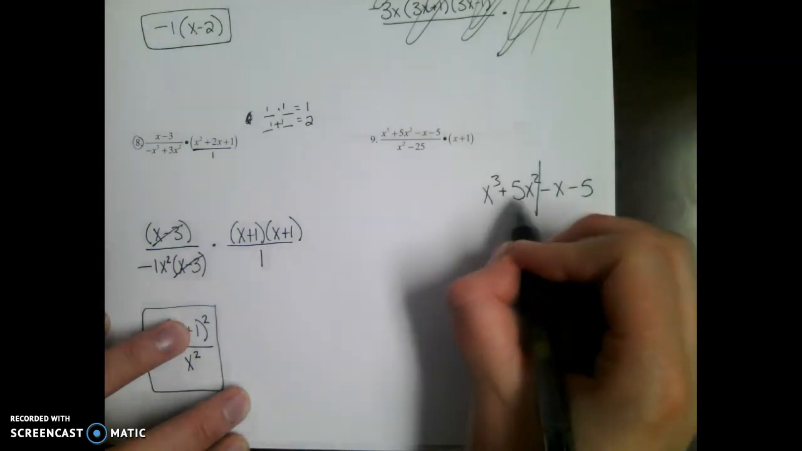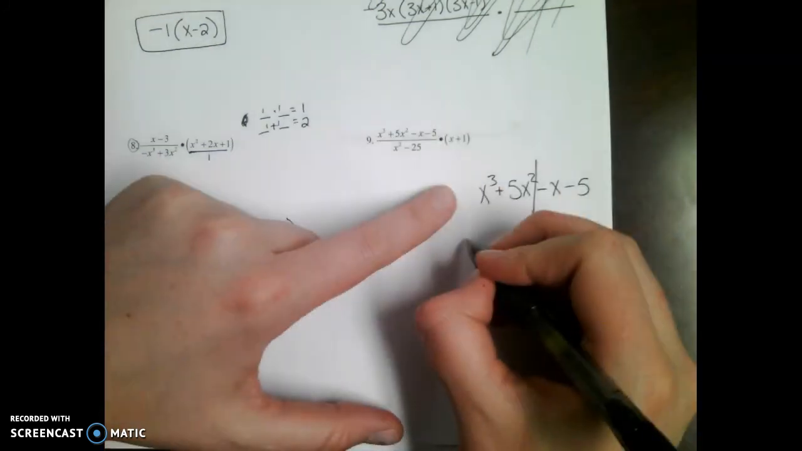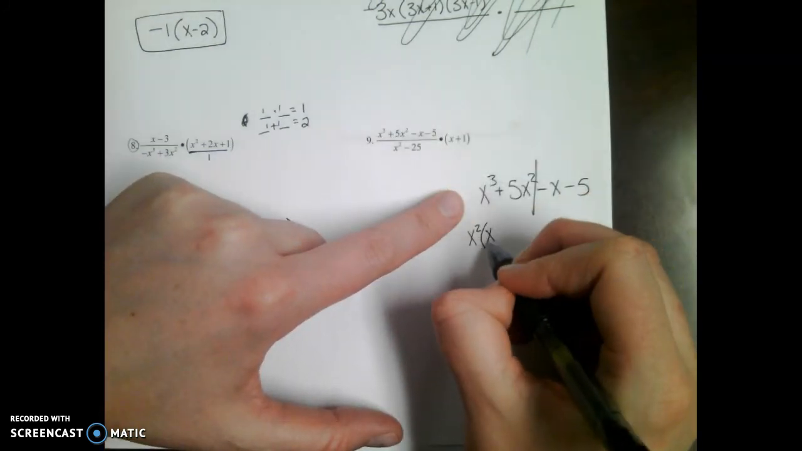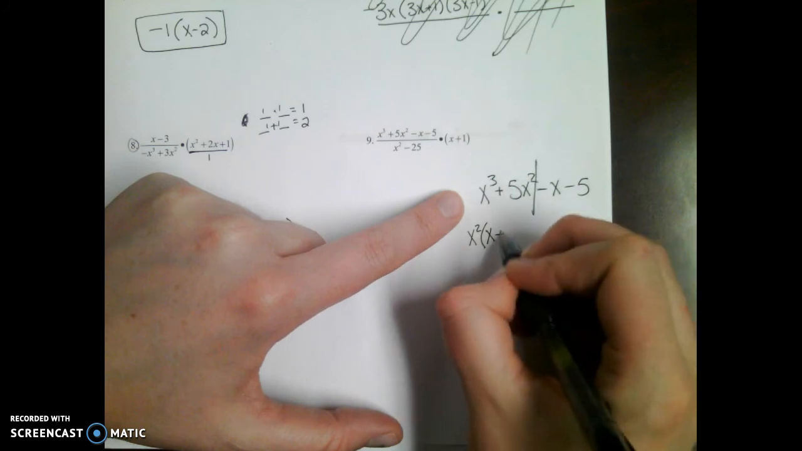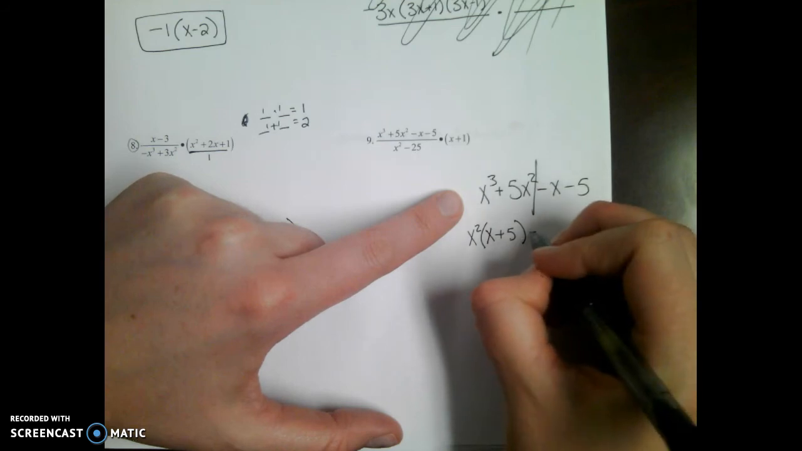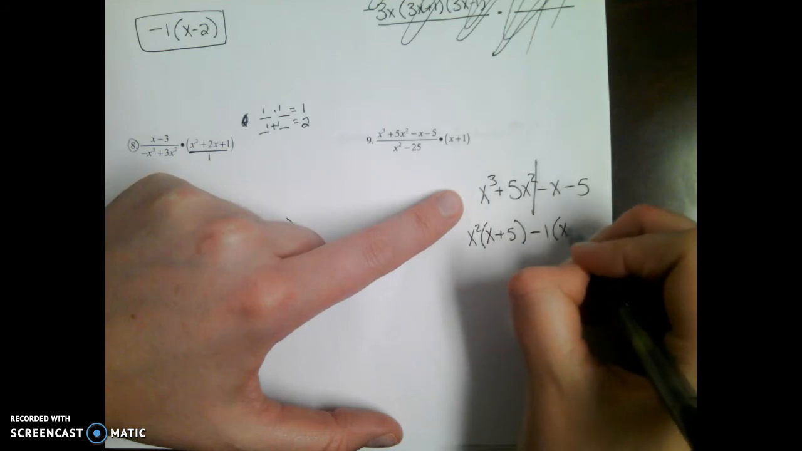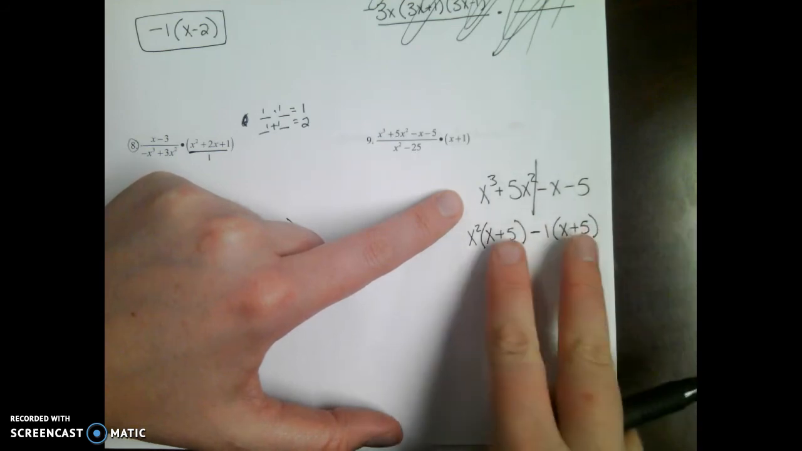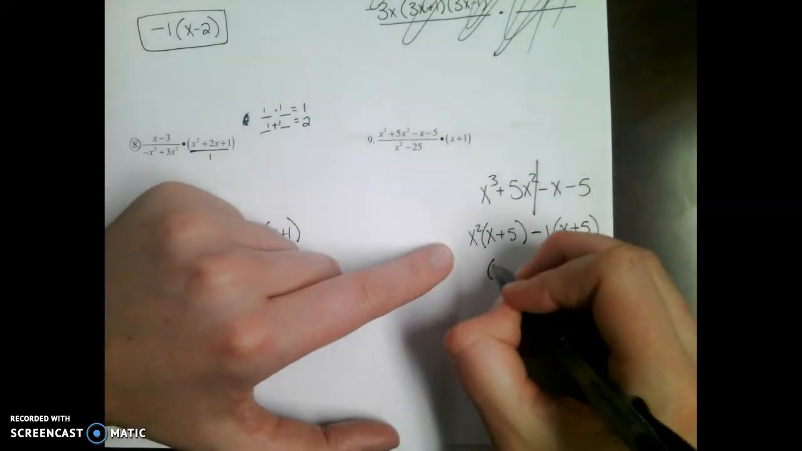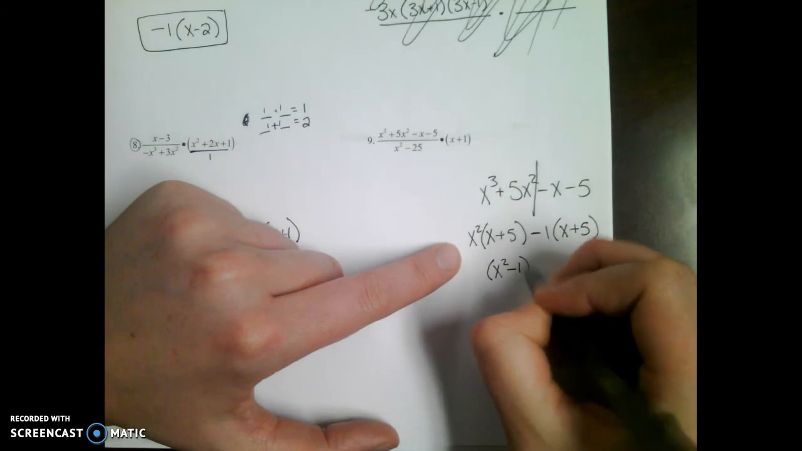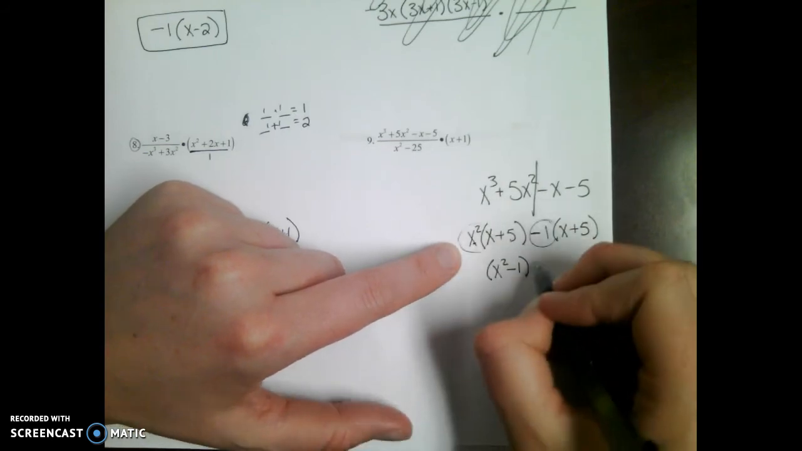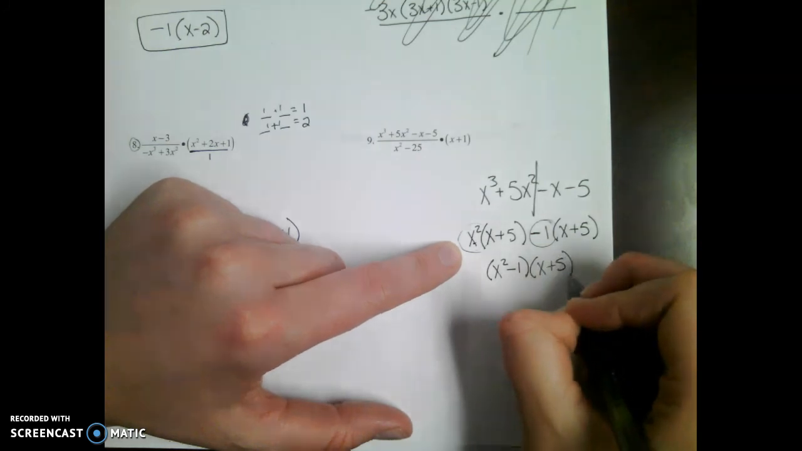What do these two have in common? These two have x squared in common. Pull x squared out of that, you'd be left with x. Pull x squared out of that, you'd be left with 5. These two have negative 1 in common. These parentheses should always match. So our factored form would be x squared minus 1, that's the x squared and the minus 1, times x plus 5.